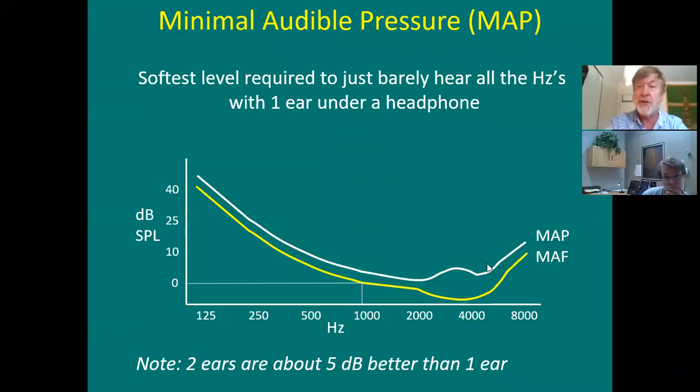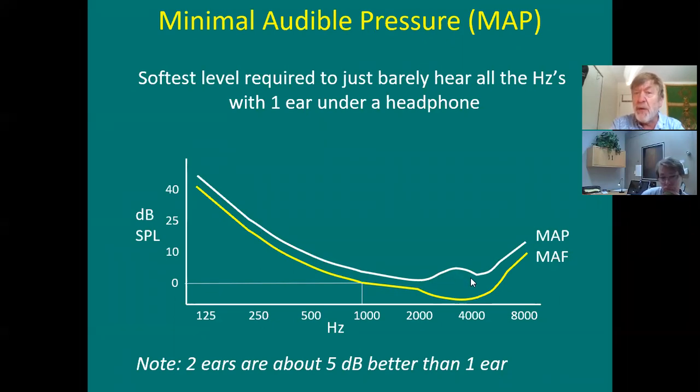You have to make sure that 0 dBHL, hearing level, that's what HL stands for, on your audiogram, indeed represents this white curve. So 0 dBHL on a hearing test is actually, at 125, 40 dB SPL. And 250 is actually about 25. And 500 is about 10. And 1,000 is about 5. And 2,000 is about 3.